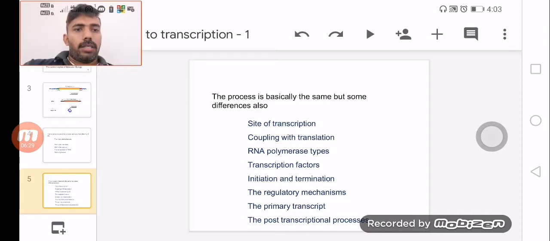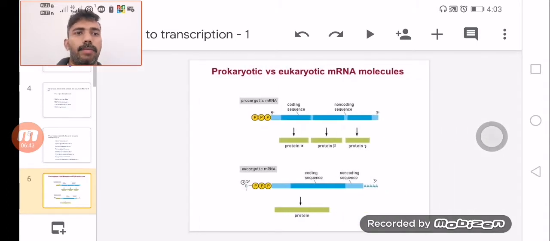Right, we will see what the differences are later. And finally, the post-transcriptional process, which is extensively found in eukaryotic systems and not commonly found in bacteria. Right, here you can see the difference between the mRNA of prokaryotes and eukaryotes.